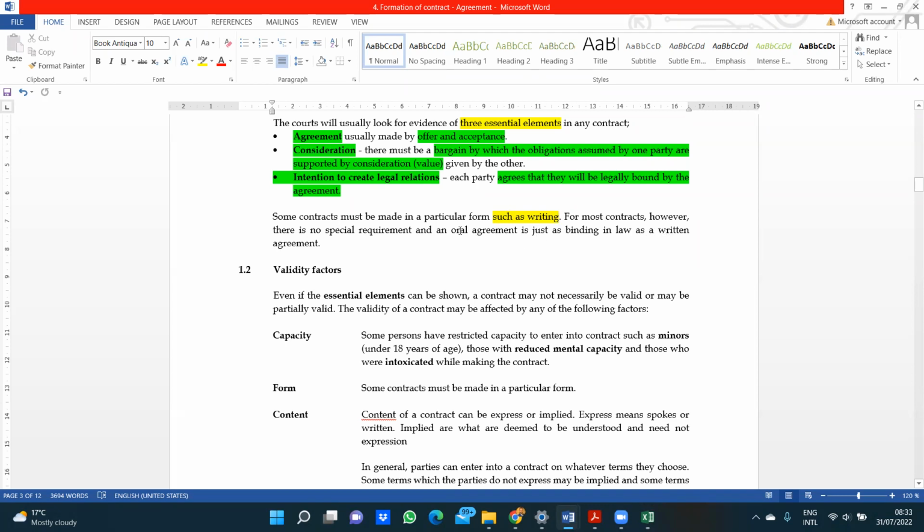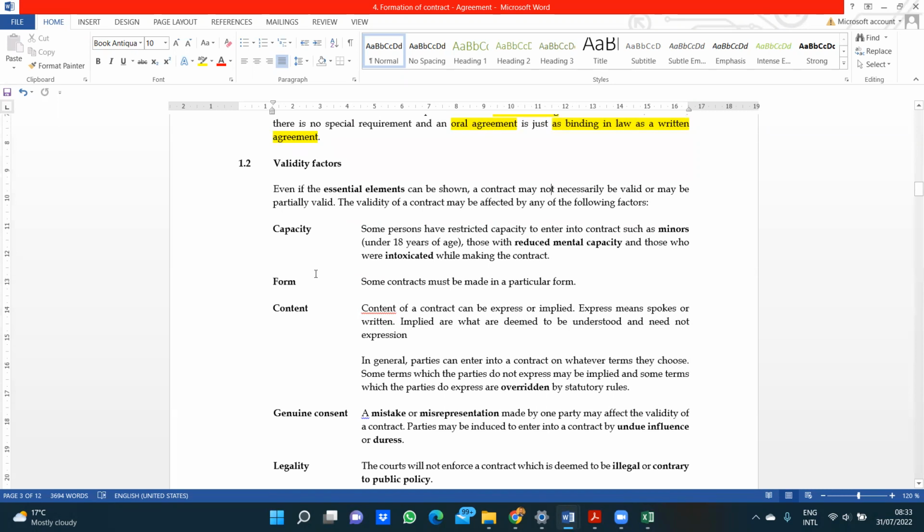Even if a contract has been made orally, which means not in writing, in discussion, this is as binding in law as a written agreement. So it is not always necessary that the contract is made in writing. Some contracts of a specific nature have to be made in writing, but even an oral agreement is binding, the same as a written agreement.